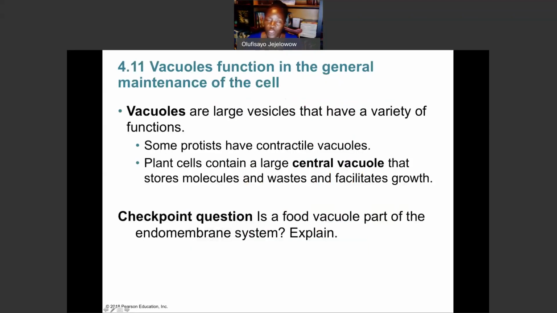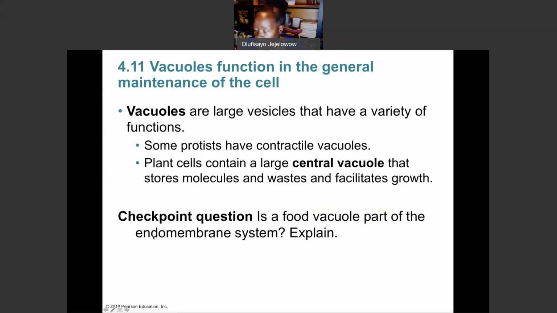Vacuoles function in the general maintenance of the cell. Vacuoles are large vesicles and they have a variety of functions. Some protists have contractile vacuoles because protists live in pond water, and the pond water can rush into their cells, causing them to burst. But because they have contractile vacuoles that continuously pump the water out, the cells maintain their integrity and don't burst. In plant cells, there is a typical large central vacuole that is used to store molecules and waste, and also to facilitate growth of the plant.